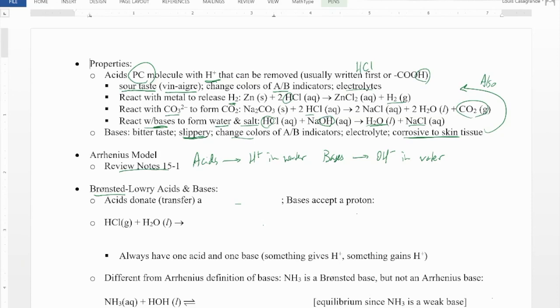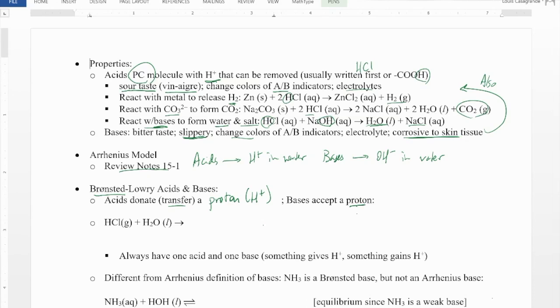Now we're going to focus on the H plus ion. And the H plus ion, chemists have been calling a proton. And what happens is the acid donates or transfers that proton, and it transfers it to the base. All right, so the base accepts the proton.